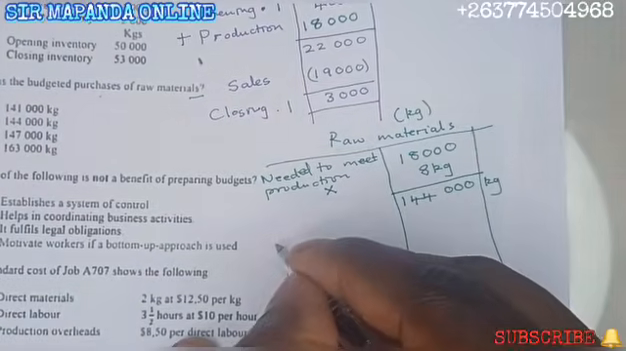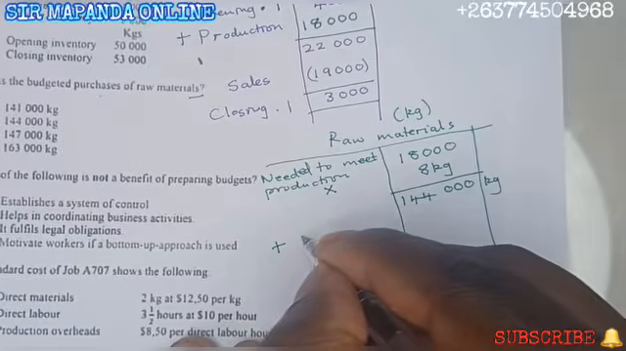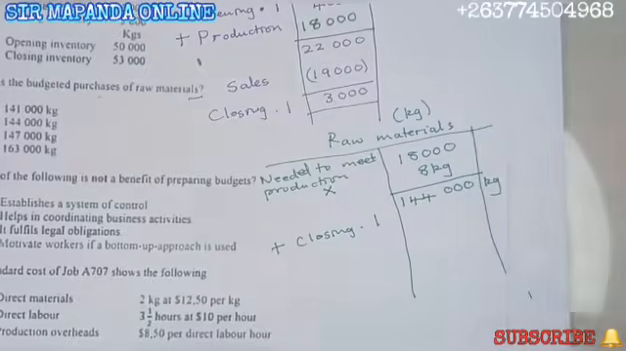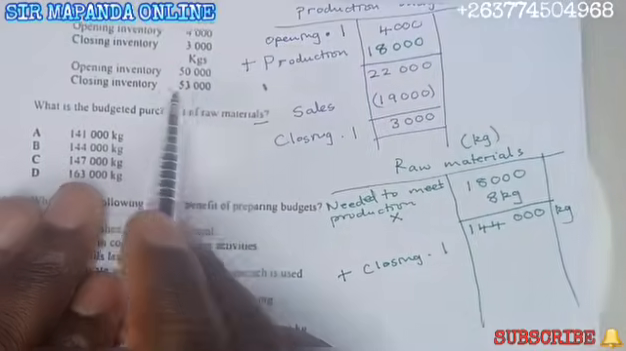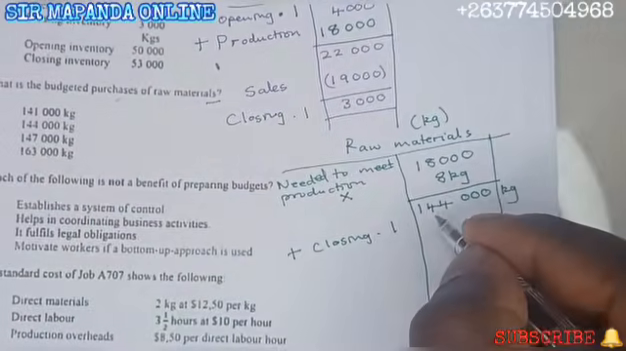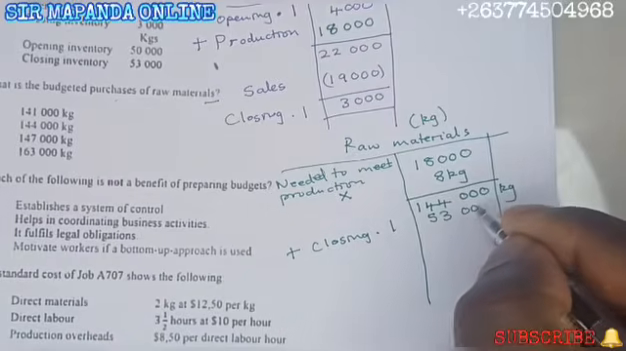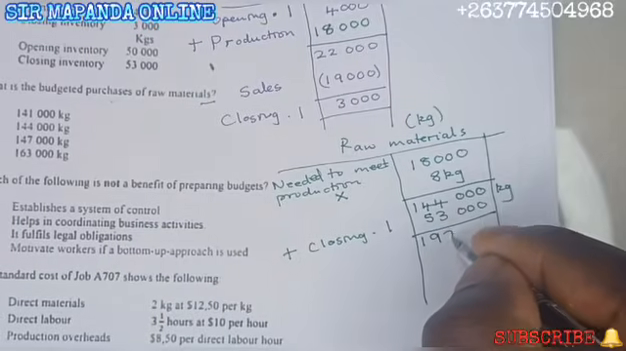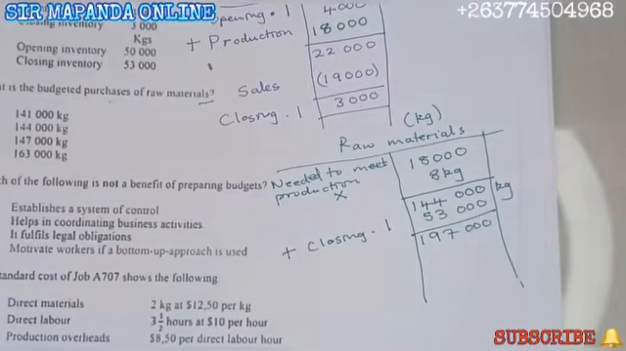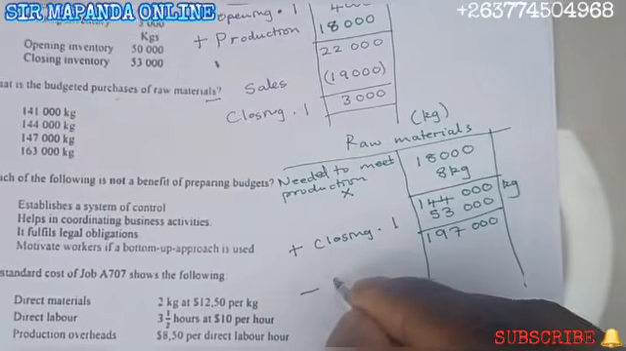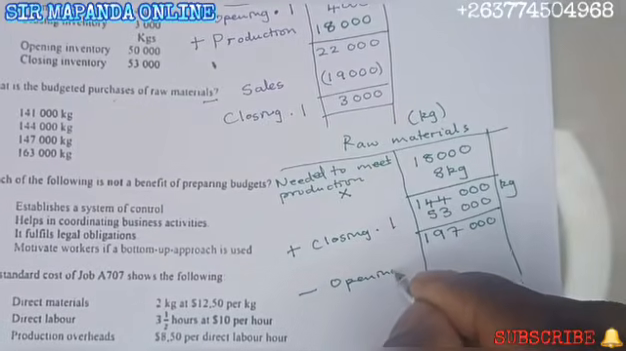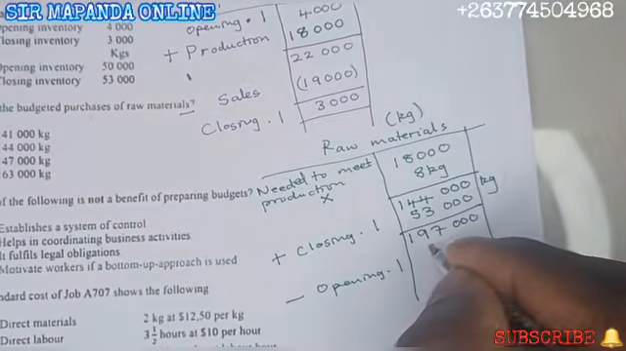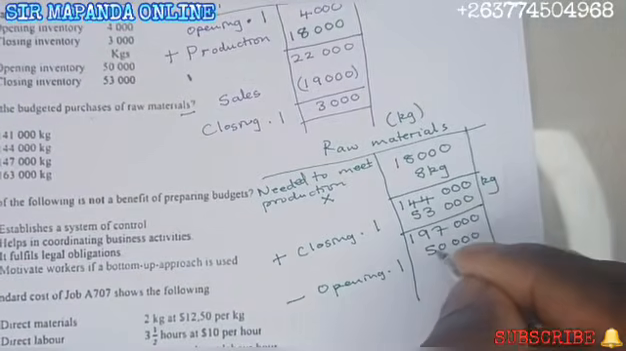Right, then you add closing inventory of raw materials. The closing inventory of raw materials is given as 53,000. I'm going to add 53,000. You get 197,000. Then you less the opening inventory. The opening inventory is 50,000. So I'm going to less 50,000 from 197.